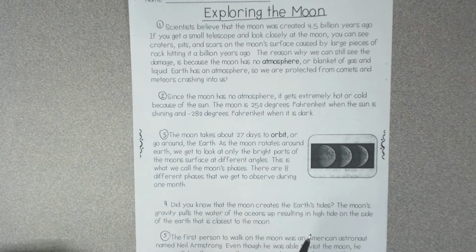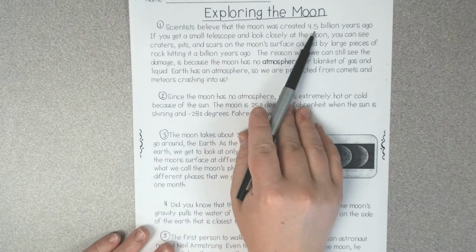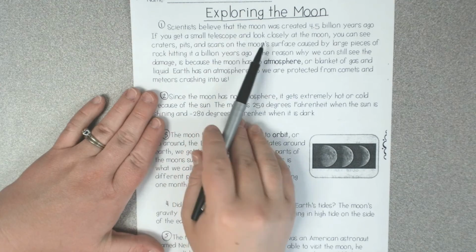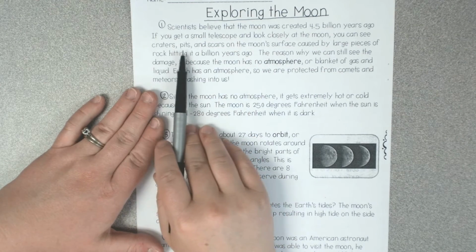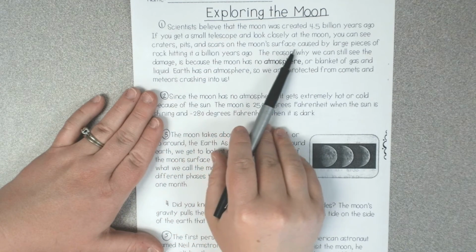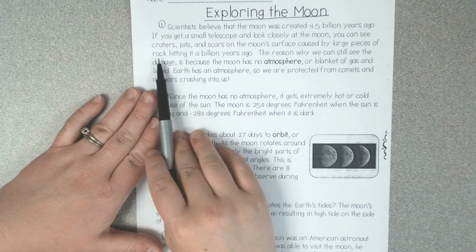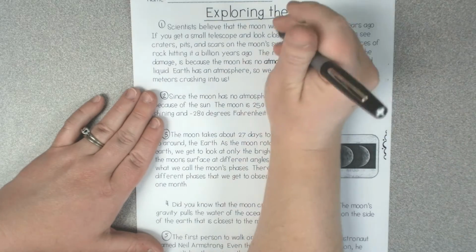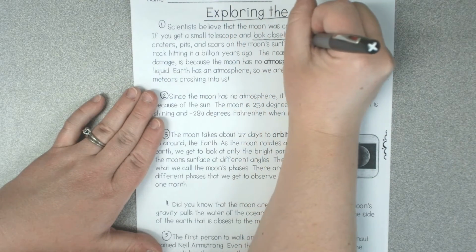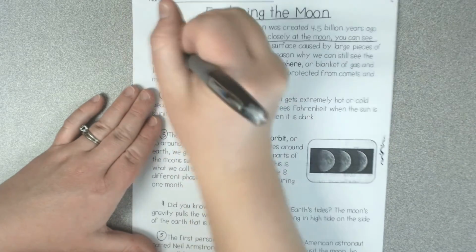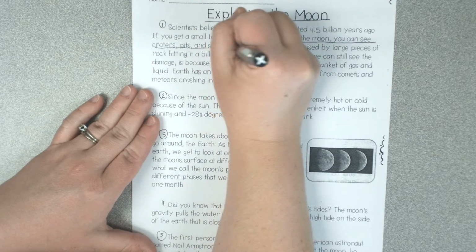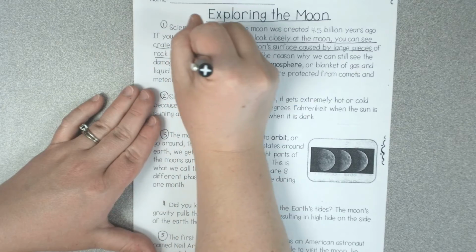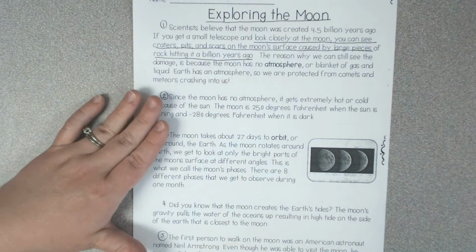Scientists believe that the moon was created 4.5 billion years ago. If you get a small telescope and look closely at the moon, you can see craters, pits, and scars on the moon's surface caused by large pieces of rock hitting it billions of years ago. Oh, that's what I see when I look closely at it, like asked in question number 1. The craters, pits, and the scars caused by large rocks hitting it billions of years ago.